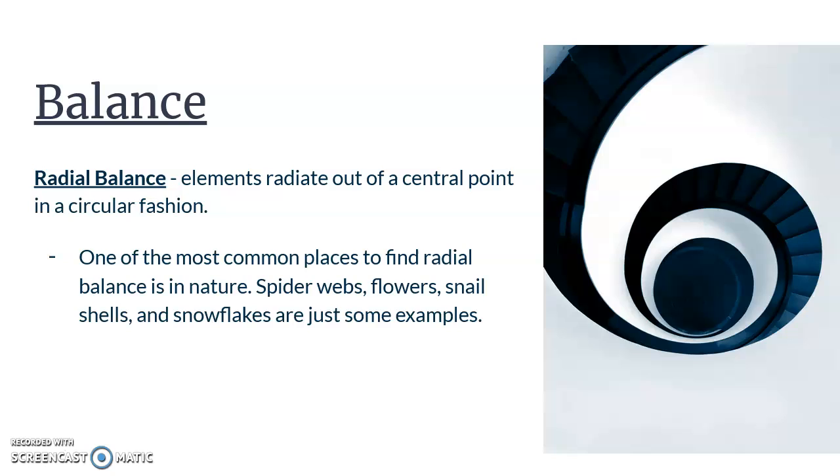Radial balance is when the elements radiate out of a central point in a circular fashion. One of the most common places to find radial balance is in nature. For example, spider webs, flowers, snail shells, and snowflakes are just some examples.